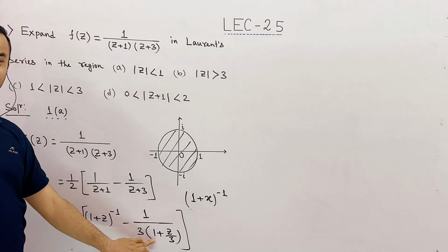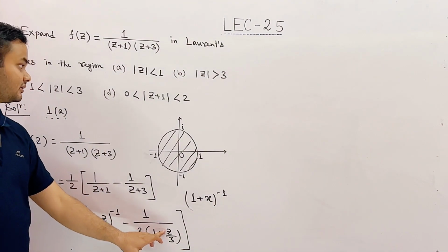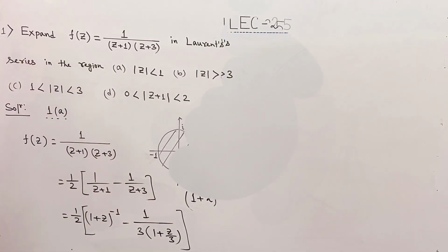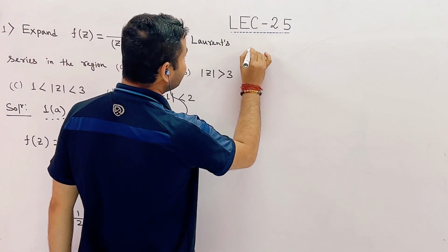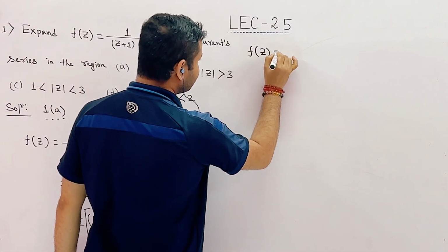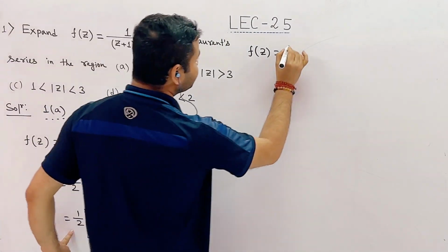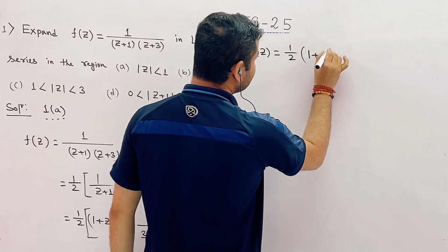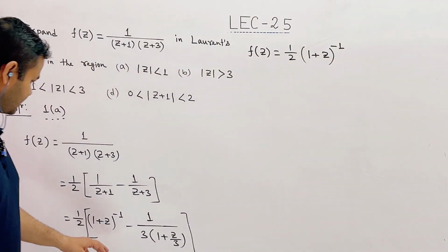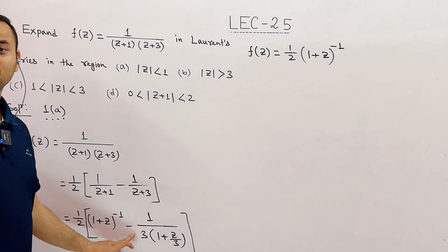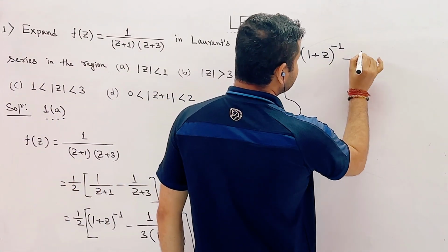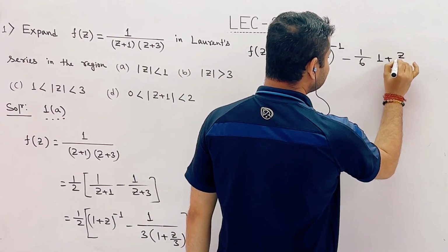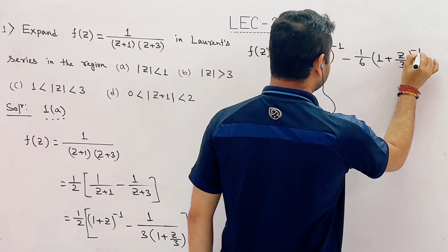So, here the first term is 1 and the second term is less than 1, because the value of z is less than 1. So, less than 1 divided by 3 is obviously less than 1. So, finally, we get f of z is equal to 1 by 2 into (1 plus z) whole to the power minus 1, minus 1 by 2 into 1 by 3, 1 by 6, minus 1 by 6 into (1 plus z divided by 3) whole to the power minus 1.